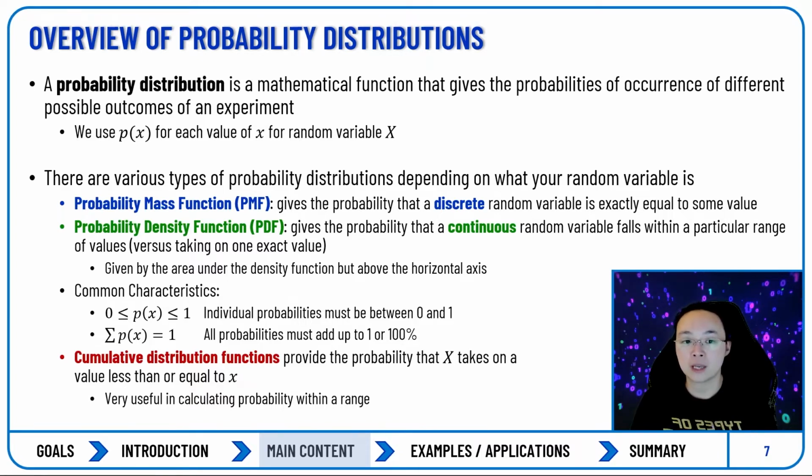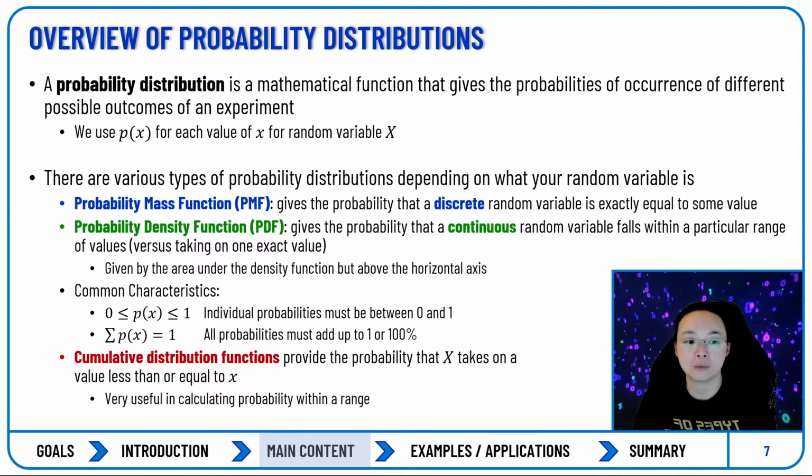So we want to take a look at the probability mass function, and that gives the probability that a discrete random variable is exactly equal to some value, especially because you only have integer values here. When we take a look at probability density functions, we call that a PDF, and that gives the probability that a continuous random variable falls within a particular range of values. So instead of saying, what's the probability of x equals a? We usually say for a probability density function, what is the probability that x is between a and b, or x is greater than a, or x is less than b?